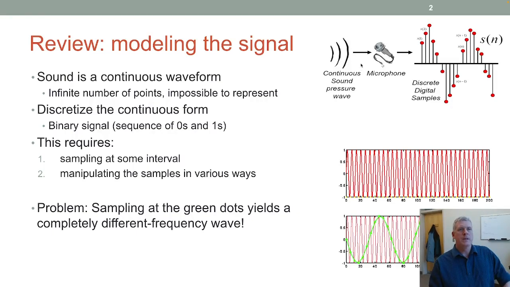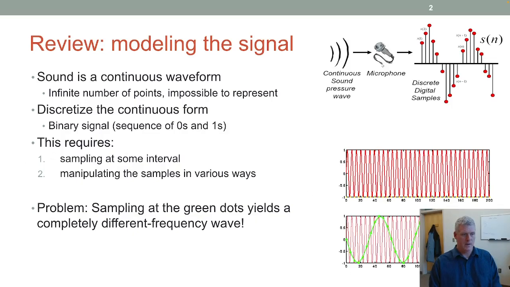So we have continuous speech, a continuous sound pressure wave that hits a microphone, but we have to get discrete digital samples, or discretize, you might say, because there's an infinite number of points along this pressure wave, and we can't obviously look at an infinite number of points. So we have to discretize the continuous form and turn it into a binary signal, right? Sequences of zeros and ones. And this requires sampling at some interval and manipulating the samples in various ways.